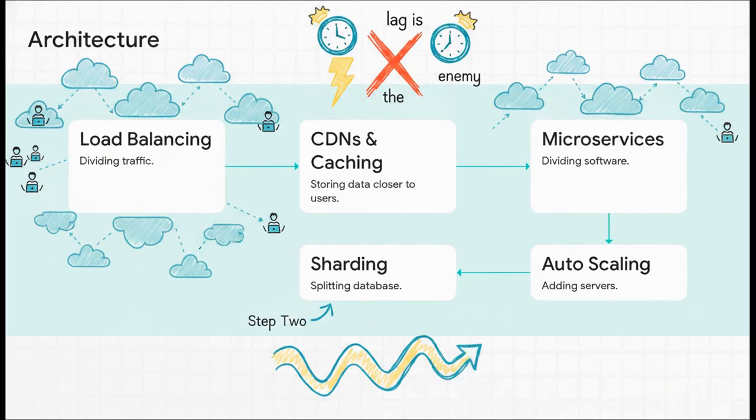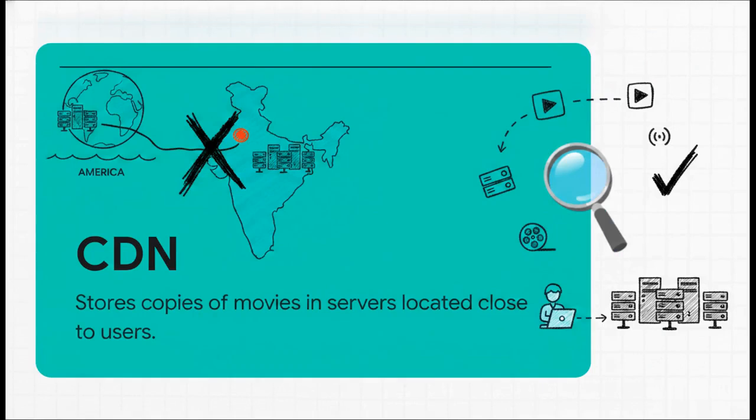Now, distributing the traffic is great, but if the actual data has to travel too far across the globe, the user is still going to experience lag. And in the tech world, lag is the ultimate enemy. To solve the physical limits of distance, let's look at Netflix. If you're watching Netflix in India, but every single frame of that video had to travel through underwater cables all the way from a server in America, it would be painfully slow. You'd be staring at a buffering wheel all day.